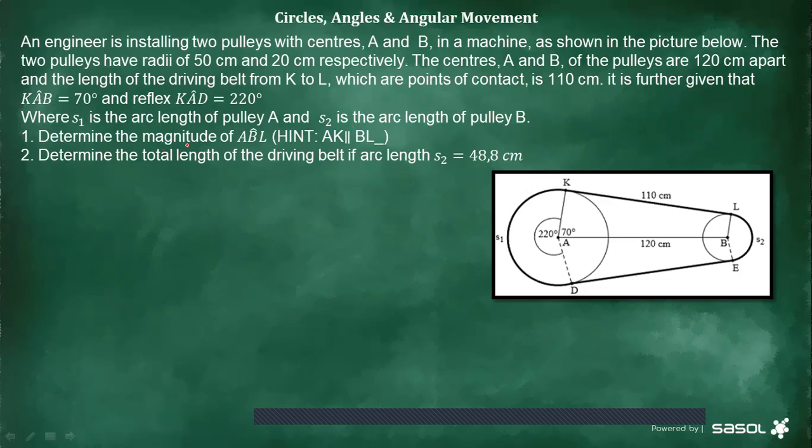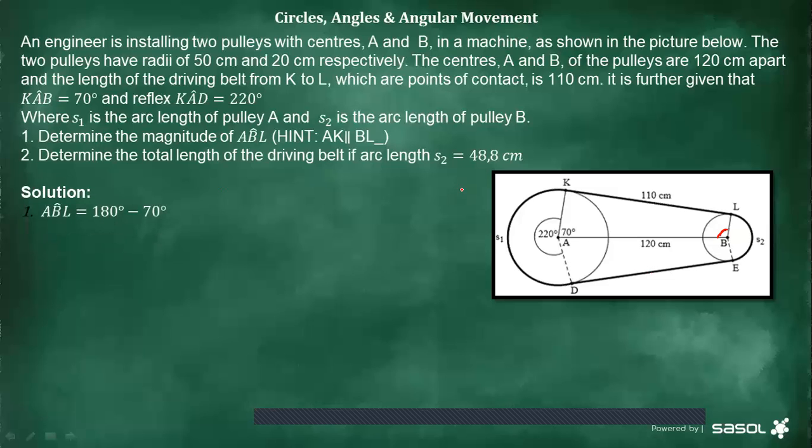Now determine the magnitude, the size of angle ABL, meaning we need this angle here. So we are in need of this angle. And then the hint says AK, which is this line, AK is parallel to BL. So you should always remember if 2 lines are parallel, what does it mean? And then let's see how you answer this question.